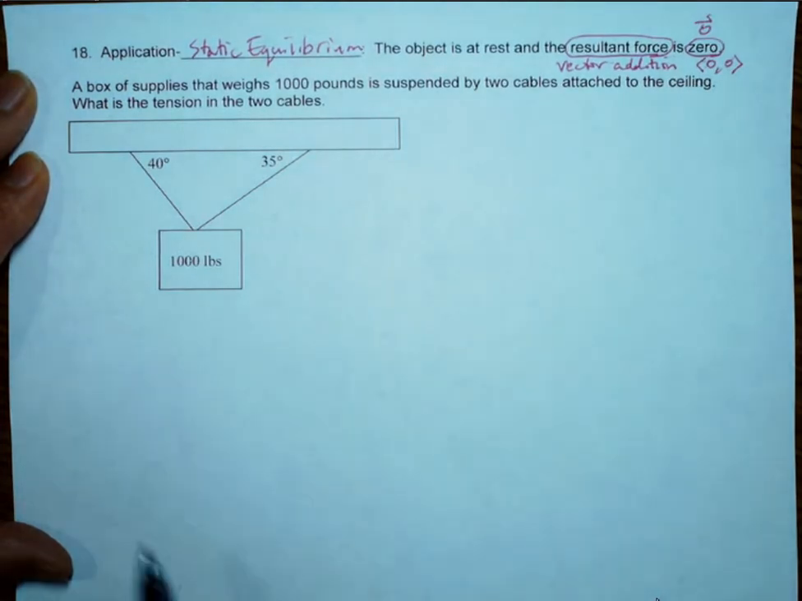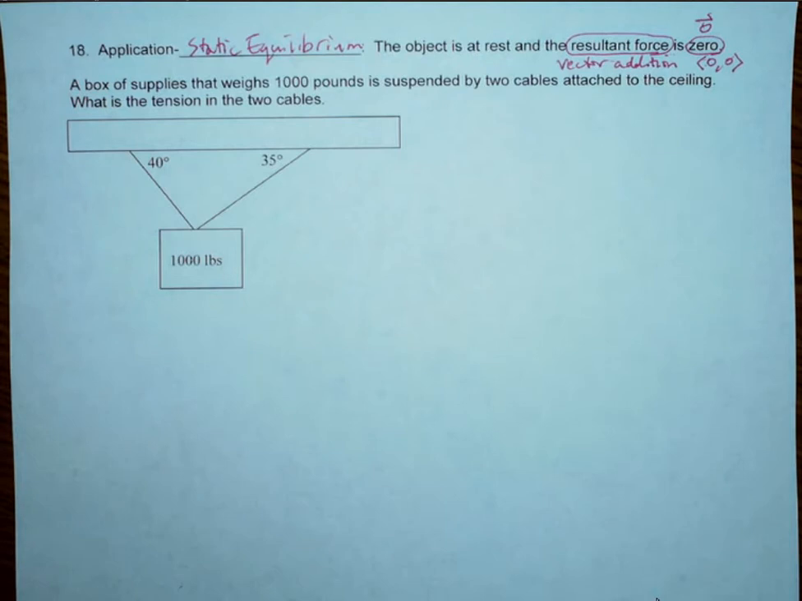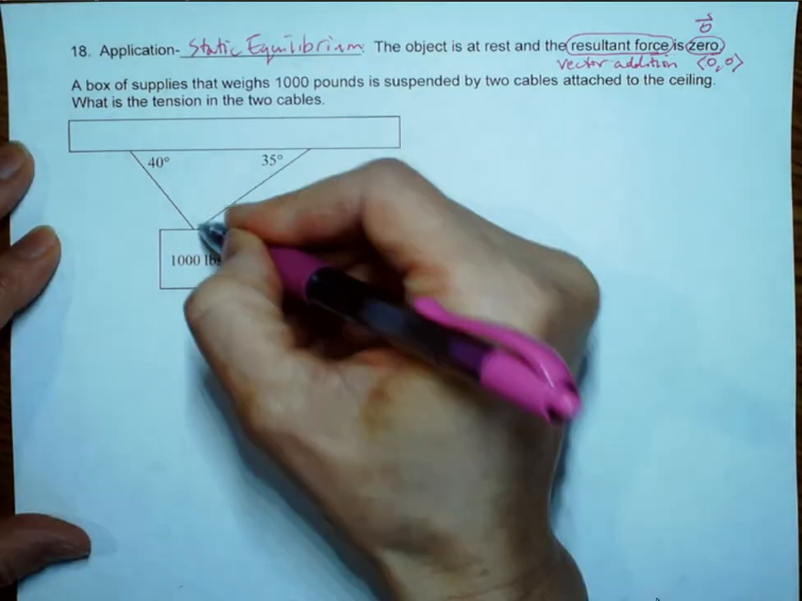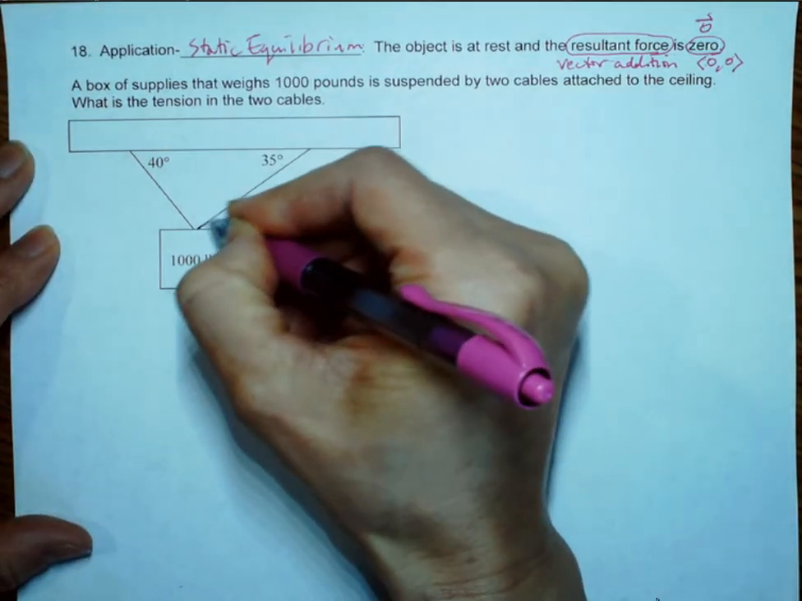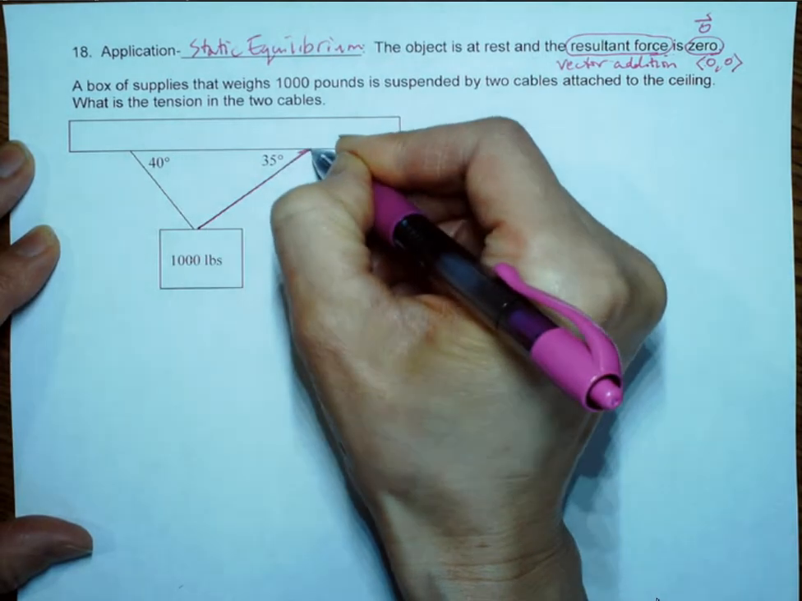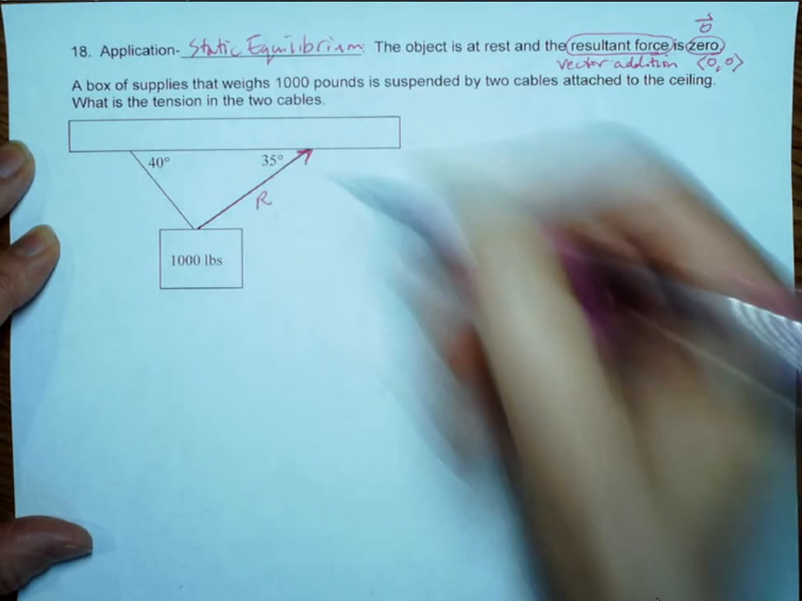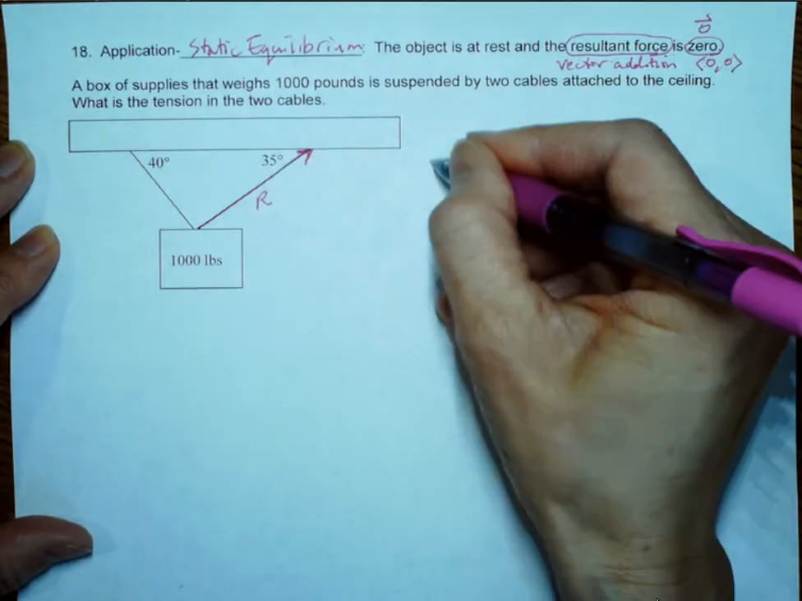So here's the problem. A box of supplies that weighs 1,000 pounds is suspended by 2 cables attached to the ceiling. What is the tension in the 2 cables? So I'm going to first of all label this. So this right cable right here, I'm going to put an upward arrow this way and label this as R, representing my right cable. So R is equal to the right cable.